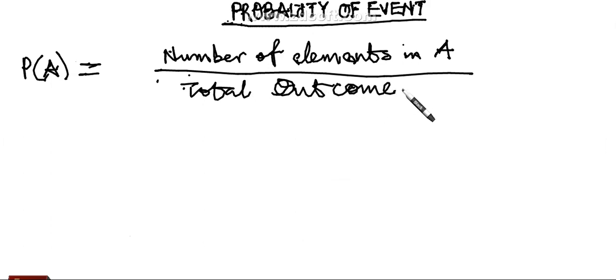So the total outcome can serve as the universal set, or a set which A belongs to. So A will always be a subset of the universal set. So when we talk of probability of an event, we simply express it as a subset of a sample space. Let's take an example.